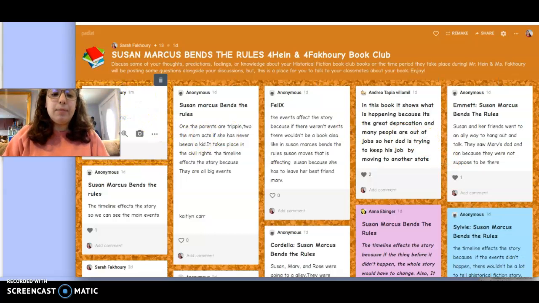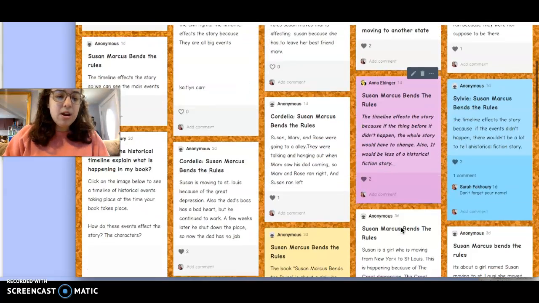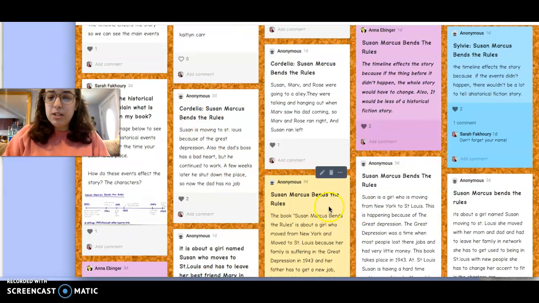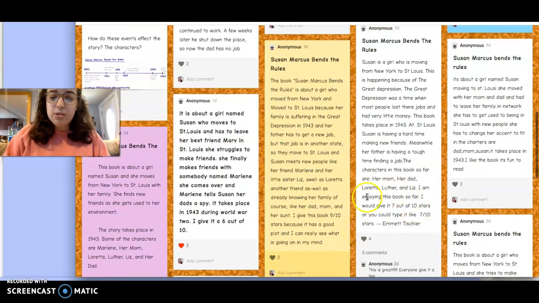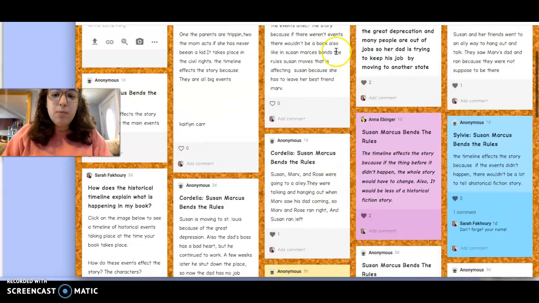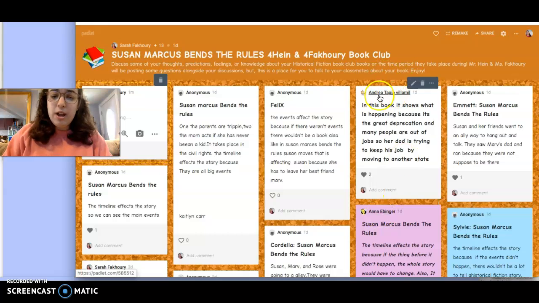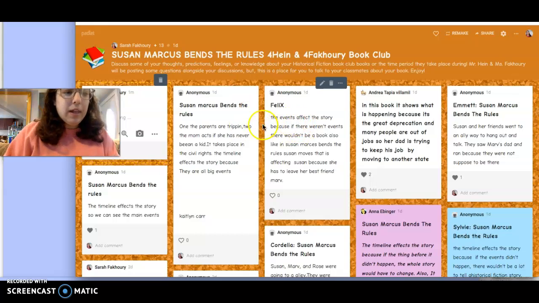You're going to see my name. So a lot of you have something where it says anonymous. That's fine, but just make sure you're putting your name somewhere in the post. So I see Caitlin's here. I see Felix is here. I see Emmett has his. Andrea and Anna have their names up there. I see a lot of different names. Cordelia's got hers. But there's a lot of people who have posts, and I don't know who they're from because there's no name. So just make sure you're putting your name somewhere, whether it be up here, like Anna and Andrea, or somewhere in here, like Cordelia and Sylvie and Emmett and Caitlin and Felix.